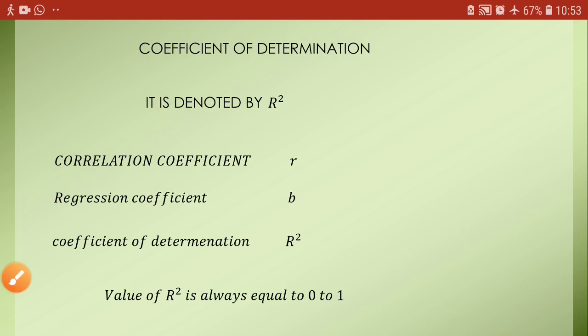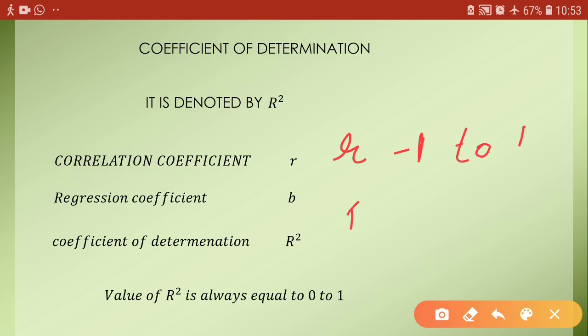Now if you remember the value of r, I am talking about chapter number 2, the value of r was between -1 to +1. Now this topic is our r square. This topic which we are doing, coefficient of determination, is r square. What should be r square? If r is -1 to 1, then r square will be between 0 to 1.